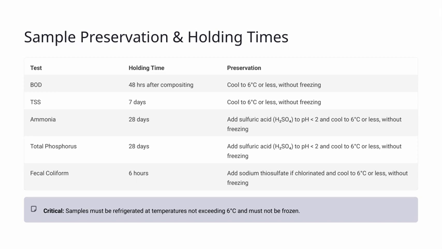or less, without freezing. The most critical point here is that all samples must be refrigerated at temperatures not exceeding 6 degrees Celsius, and absolutely must not be frozen. Proper preservation is essential to ensure the accuracy of your test results and to meet regulatory requirements.